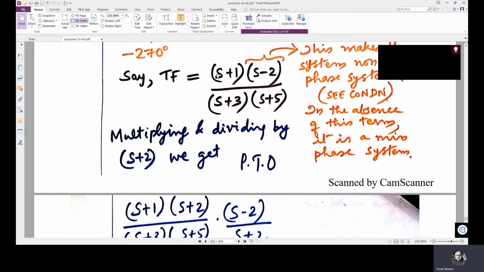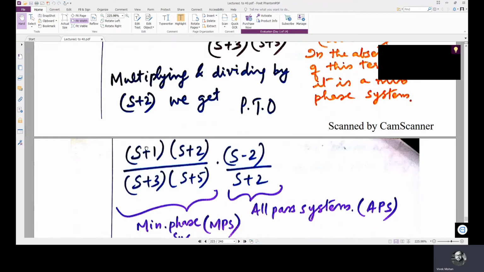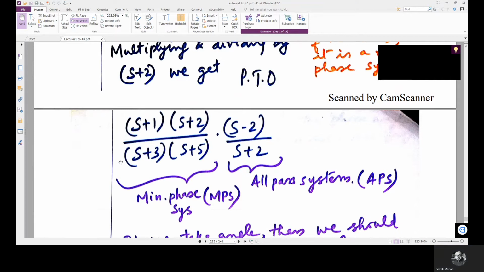Now, if you multiply and divide this transfer function by s plus 2, we will get s plus 1 into s plus 2 divided by s plus 3 into s plus 5, into s minus 2 by s plus 2. We have taken this s minus 2 to this side. Okay, so this is what we get. Now, the first term is s plus 1 into s plus 2 divided by s plus 3 into s plus 5, which is a minimum phase system. All poles and zeros are on the left half plane.